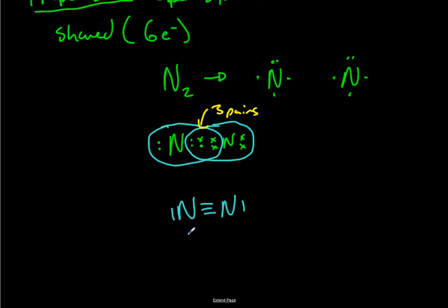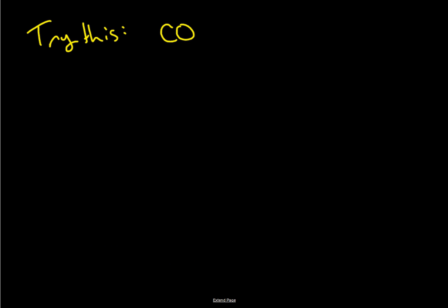So I'm going to ask you guys to try one for me. Show me how you can make a carbon monoxide molecule. Okay, so let's look at what we're dealing with. So we've got carbon, it's got 4. We've got oxygen, and it's got 6. Okay, so carbon needs 4 more. Oxygen needs 2 more.